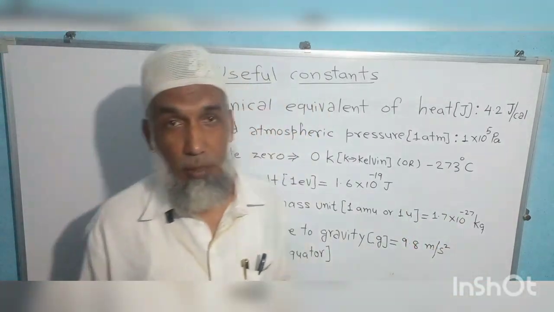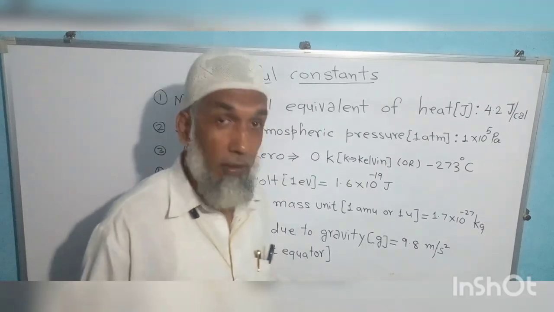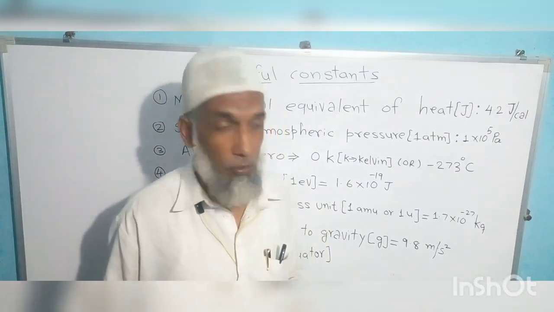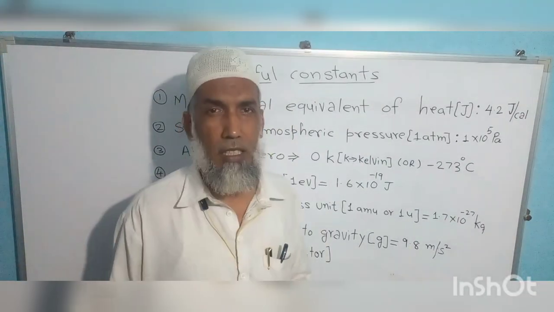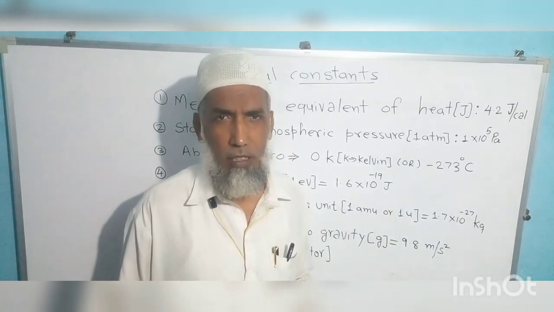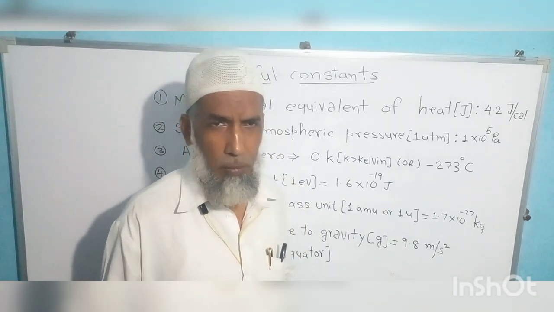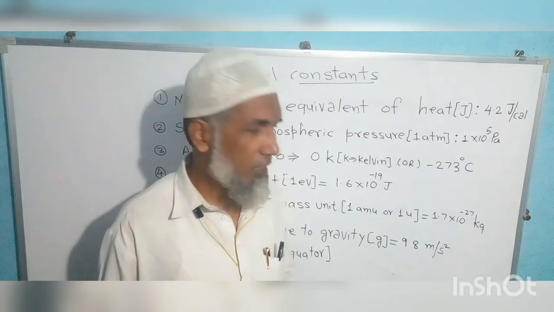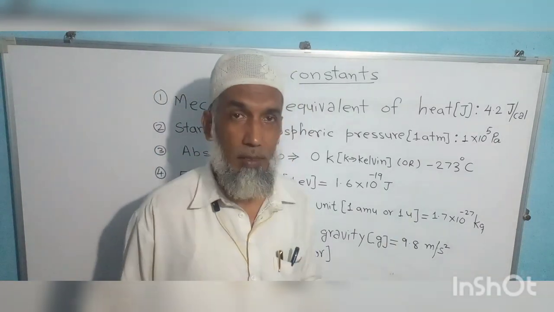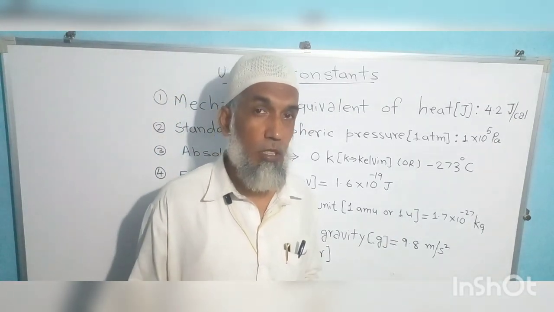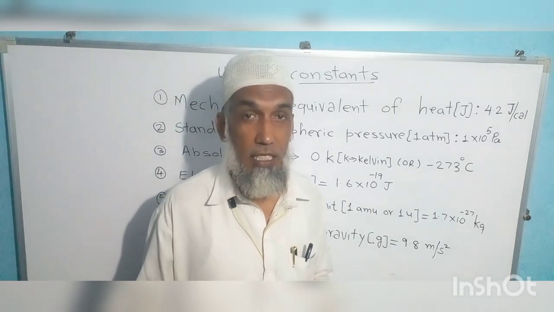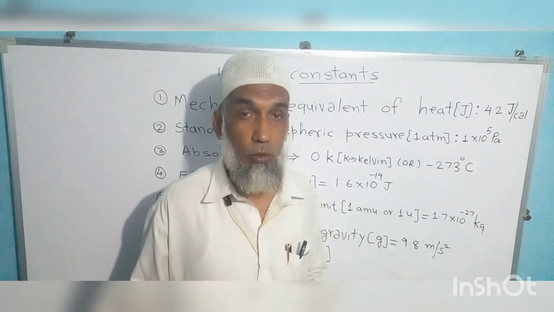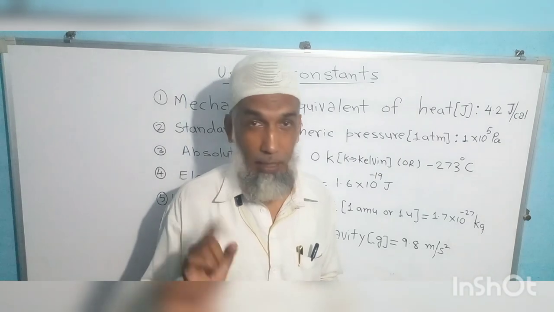And one thing you have to remember in the question: if the value is not given, then you will take 9.8. Wherever the question is related to any place, if its value is not given, then you will take 9.8. Sometimes the book will give the value of g as 10. So you have to take 10, not 9.8 there.